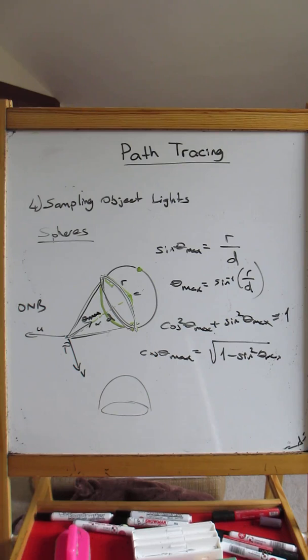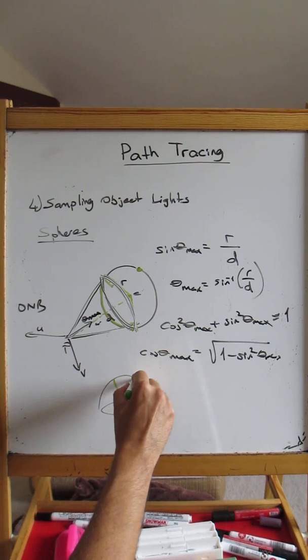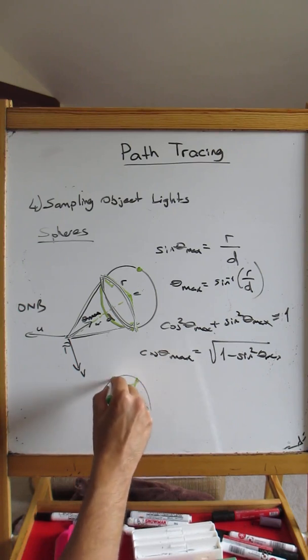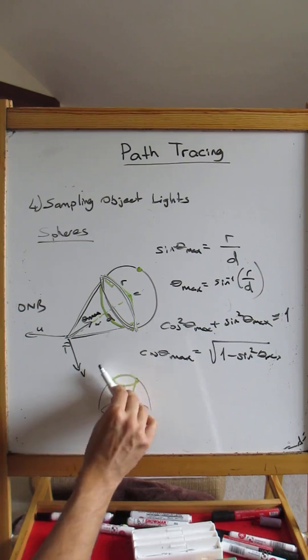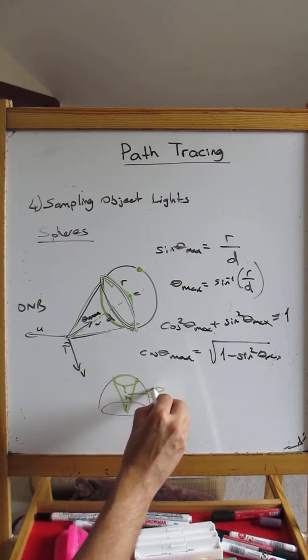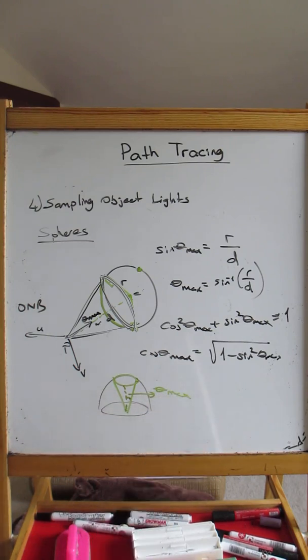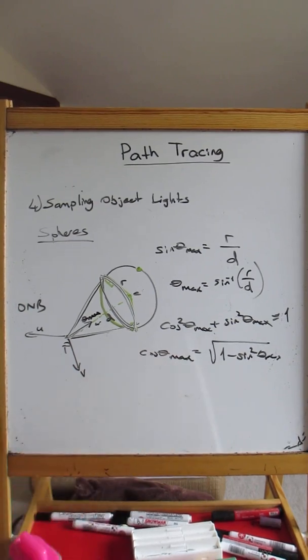We will be sampling a direction that is in this range. Okay, so here we will be selecting something in this range, and this angle here is theta max. Okay, so let's also remember the relationship that we had between spherical coordinates and the direction.